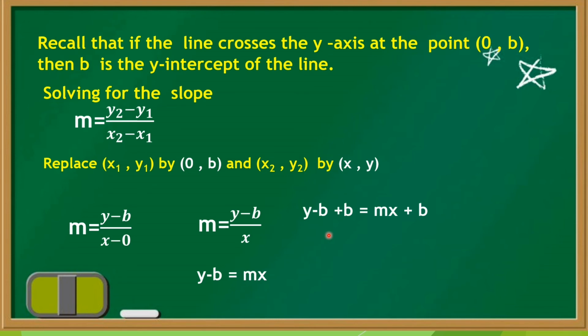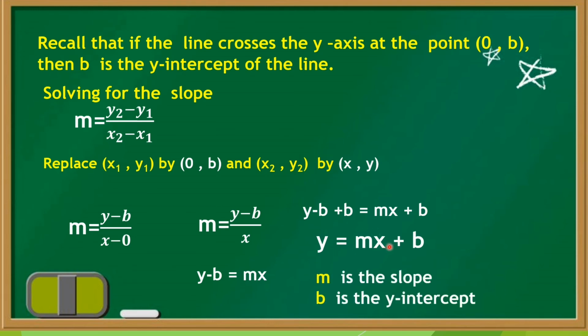Using the addition property of equality, the equation becomes y minus b plus b equals mx plus b. Y is equal to mx plus b. M is the slope, b is the y-intercept. The equation y is equal to mx plus b is called the slope-intercept form.